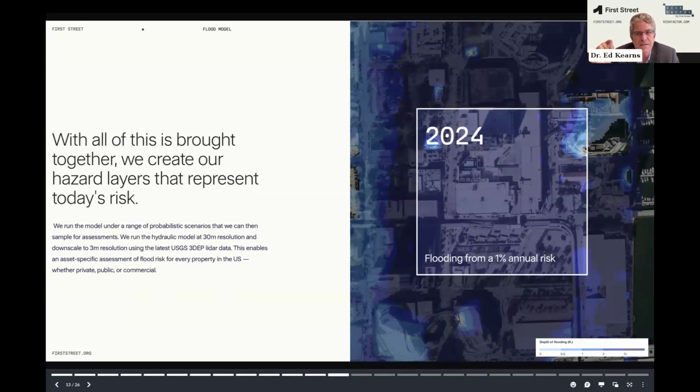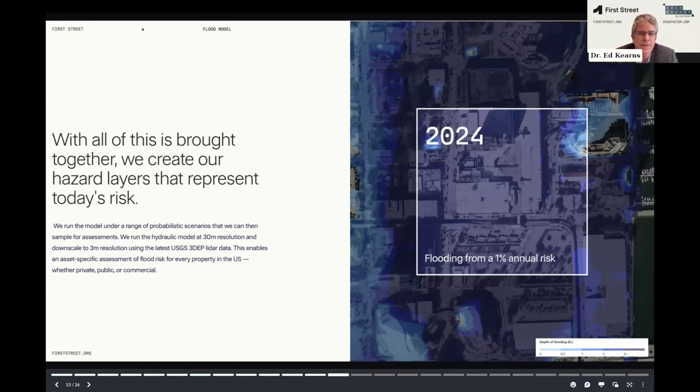We can make flood estimates under different intensities for every building, for every property in the US. It's a very, very important point that we can be that specific in our predictions. There's a lot of good government sources out there for flood risk, from FEMA, from NOAA, from USGS, and some local sources as well.